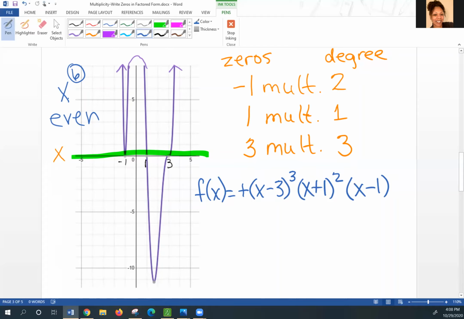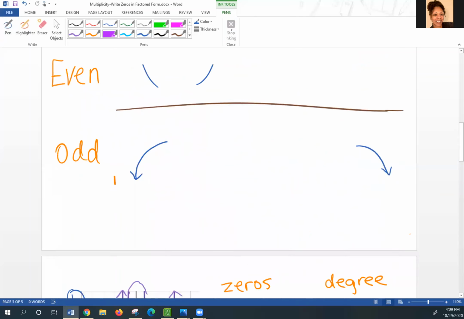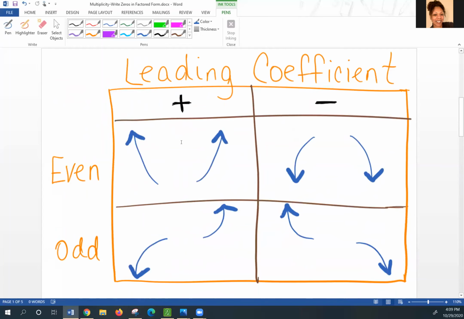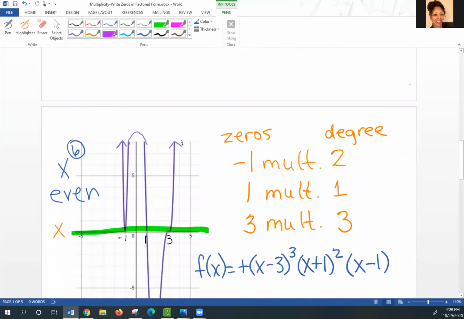If I know that this is in fact x to the 6th power, my exponents should add up to 6. 3 plus 2 is 5, 5 plus 1 is 6. So that's one thing I want to check. The next thing I want to check is that my leading coefficient is in fact positive. And again, I'm looking at both arrows going in the same direction. I know it was even, and it's also positive. So I'm on the right track with that.